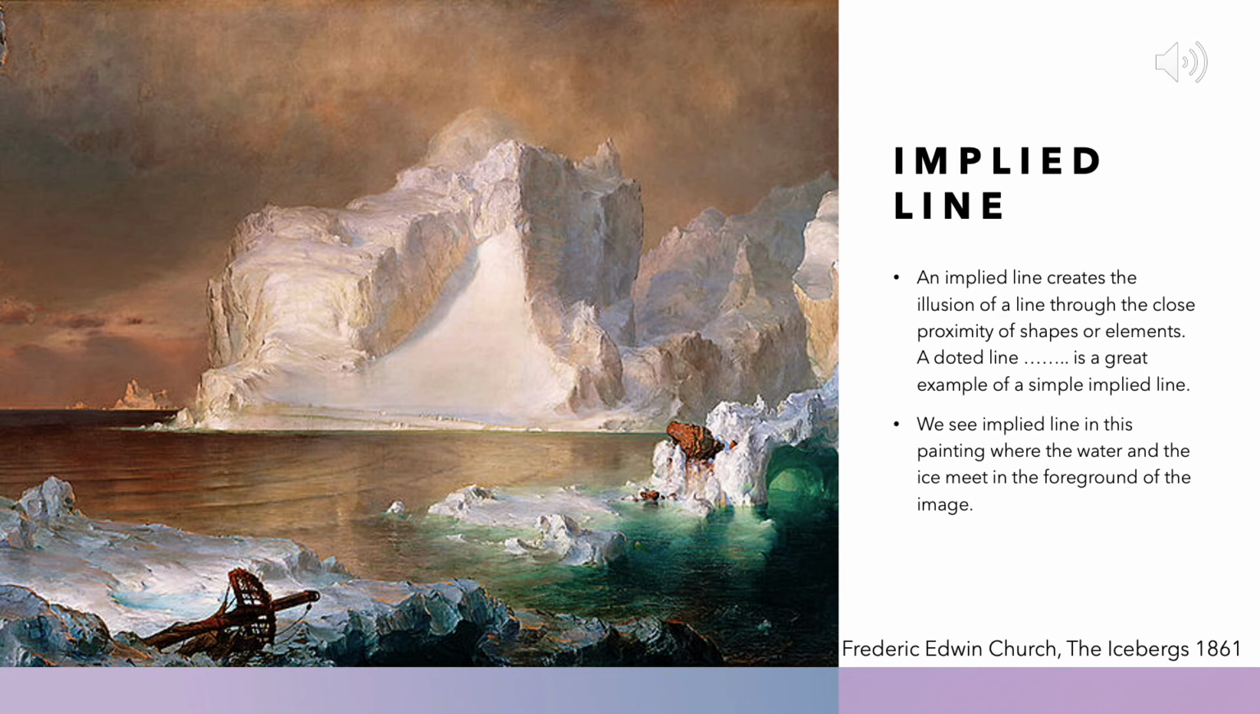An implied line creates the illusion of a line through the close proximity of shapes or elements. A dotted line is a great example of an implied line. We see implied line here in this image where the ice and the water meet in the foreground of the painting. The ice does not connect all the way across the image, but we get the sense of a line separating the ice and the water.